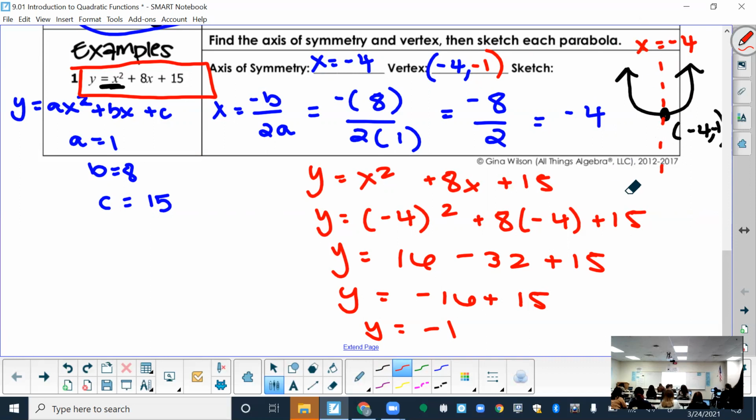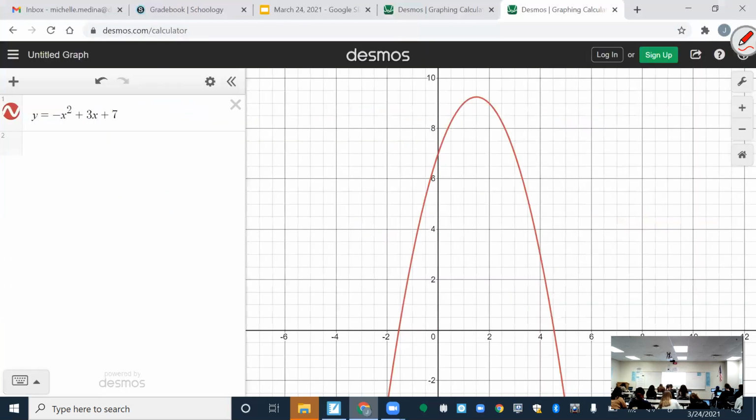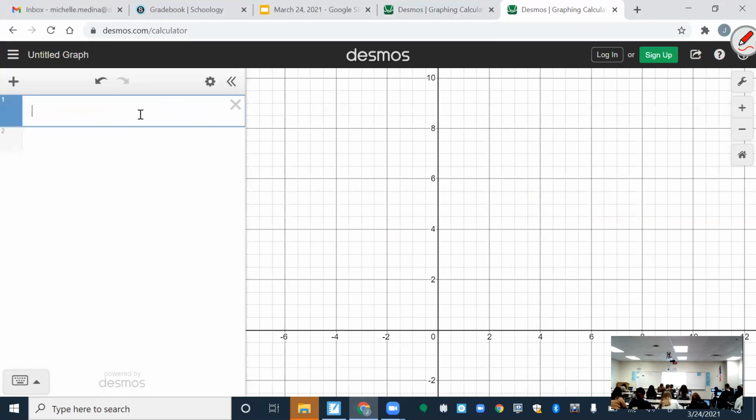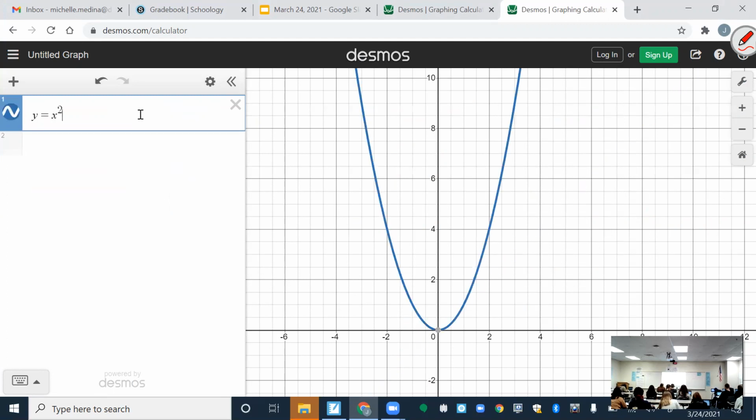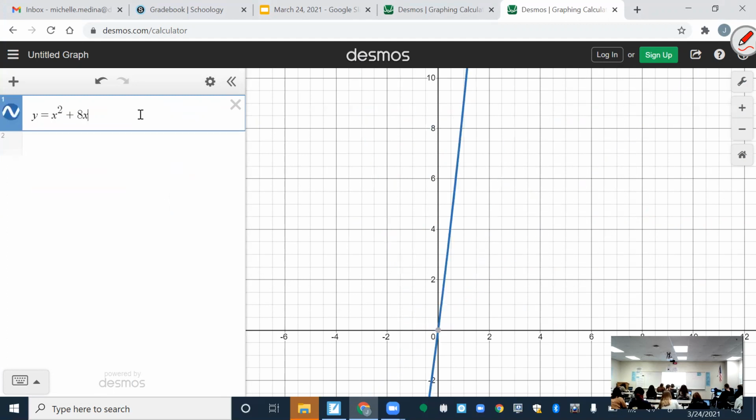All right, so all of that I figured out algebraically, but I also want you to check your answers with the Desmos calculator that you are lucky enough to use on this test. So take a moment and type in the equation that you're given. So y equals x squared plus 8x plus 15.